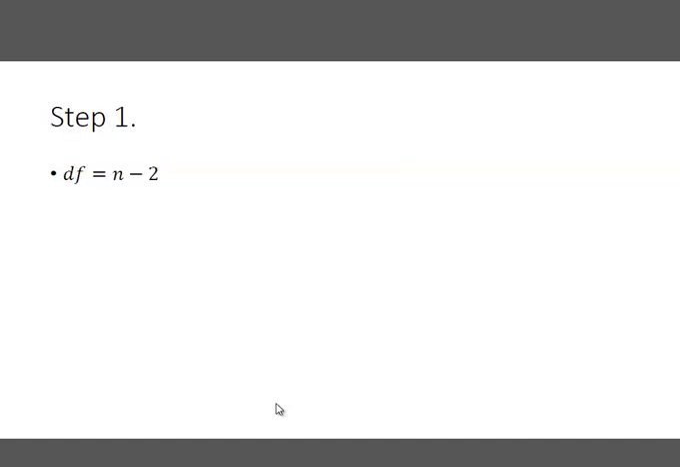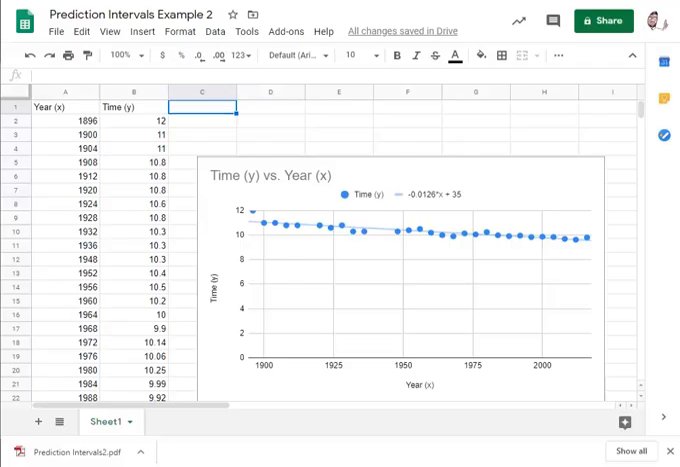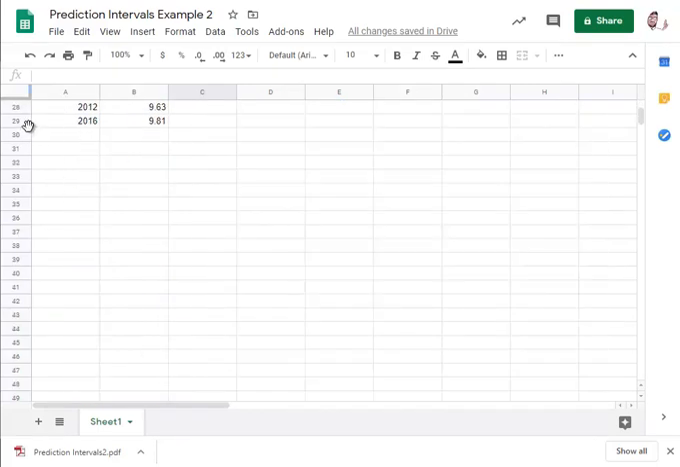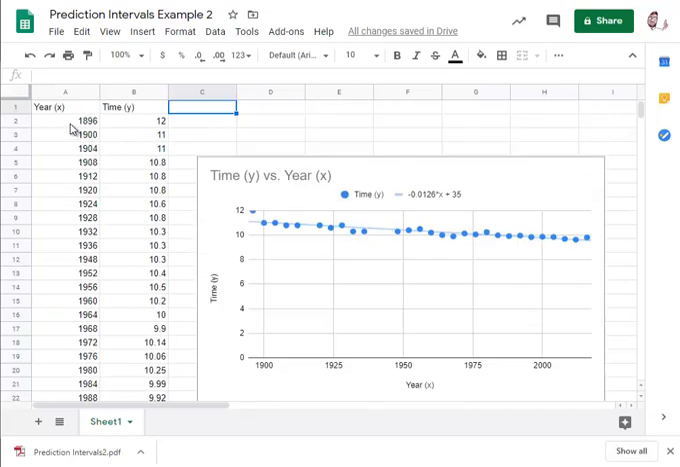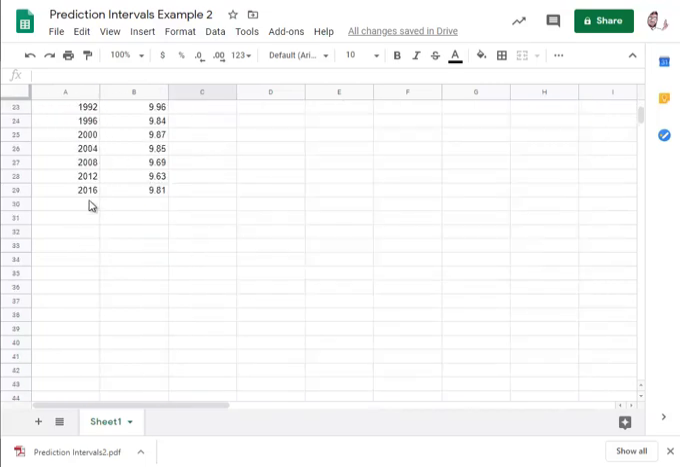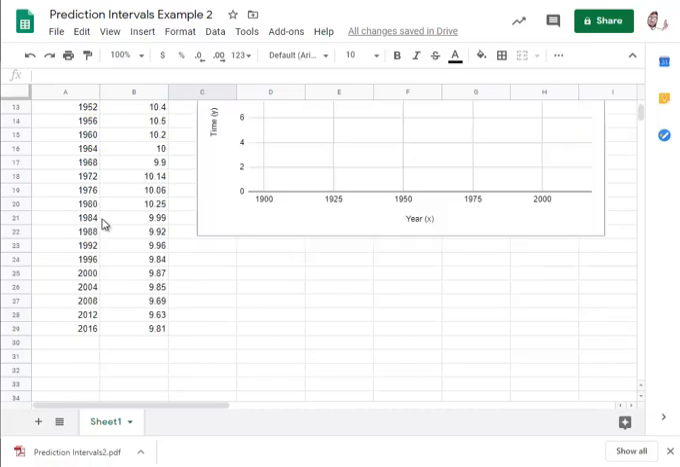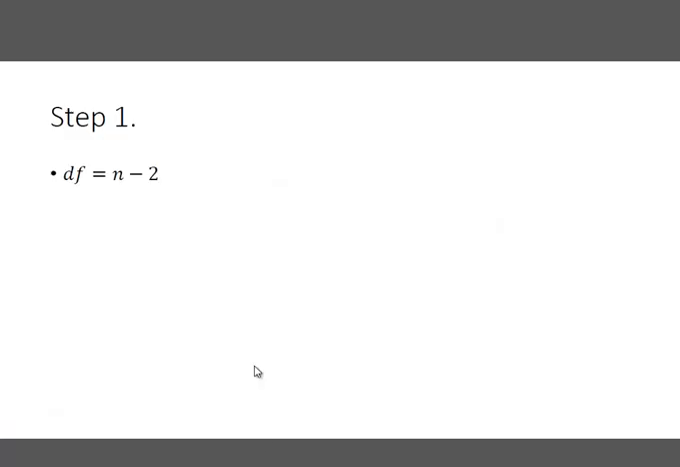So part 1 is going to get the degree of freedom, and we're going to do that by getting the sample size minus 2. So let's go back to our spreadsheet and see how many pairs we have. It's down to the 29th row, but I used the top row, so it's really one less than 29. So 28 is our sample size. 28 minus 2 is 26. So there's our degree of freedom. We'll need that when we do our t-score.